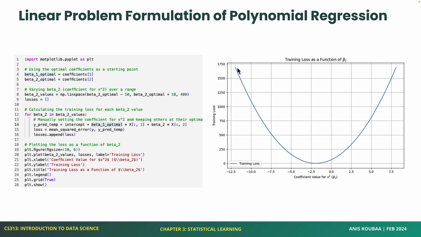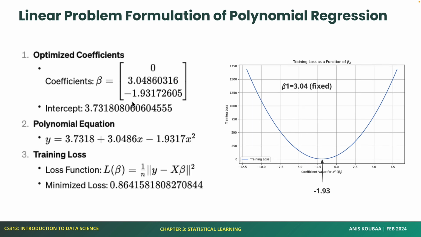So this means the loss can be high or can be low based on the value of beta 1, beta 2. We found that, and this confirms the optimization that we have done. The lowest value corresponds to the optimal beta 2 value. And the machine learning tries to find not only the optimal beta 2 value, but beta 2, beta 1, and beta 0 that will make the loss the lowest.